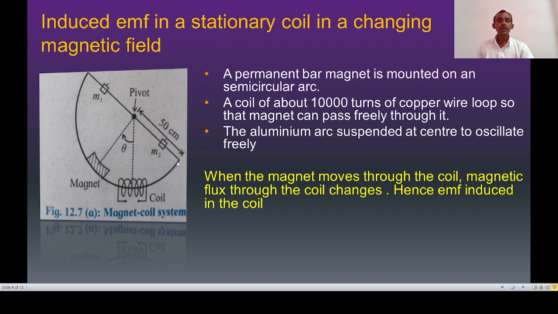Now when this semicircular arc will be oscillating along with this magnet, when the magnet moves through this coil, the magnetic flux through the coil changes and hence the EMF will be induced in that coil.